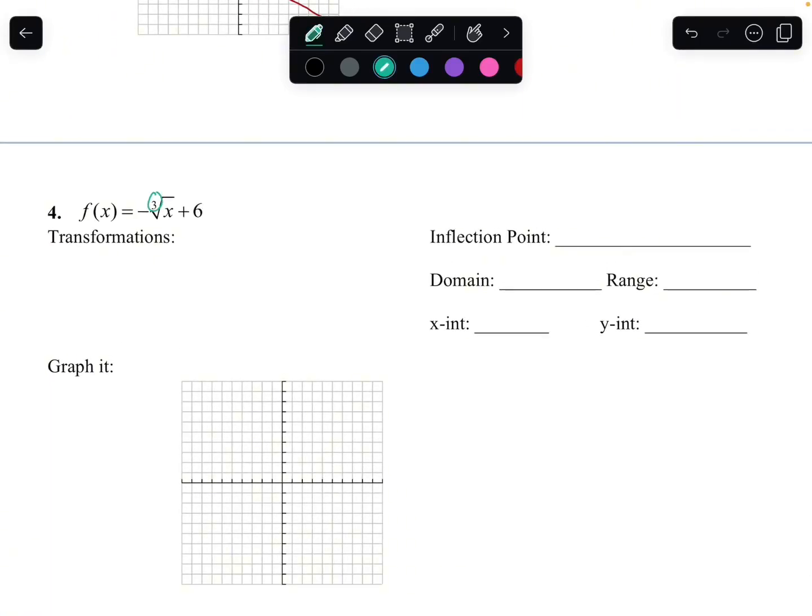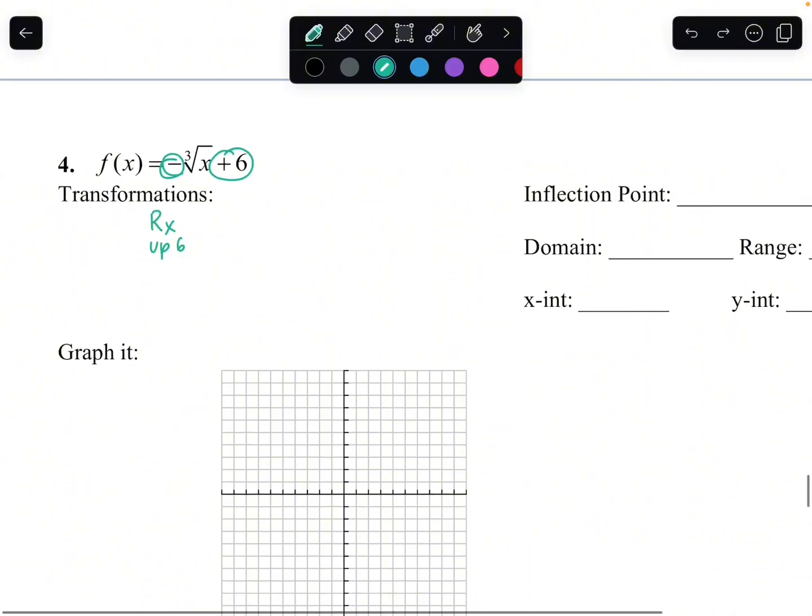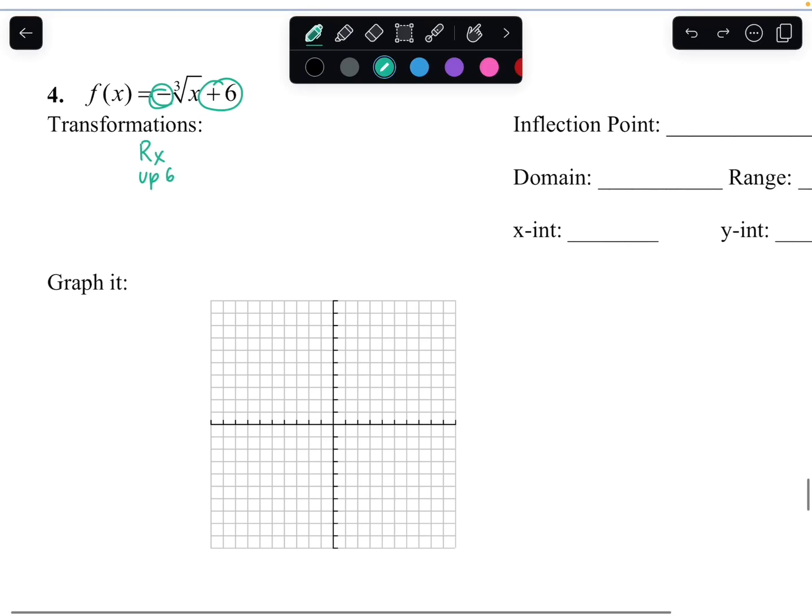That is a small 3 in the radical. And so we have two transformations. The index of the radical is not a transformation. And so this cube root has been reflected over the x-axis and then up 6. That plus is not under the radical. Otherwise, if this radical was longer, this would be left 6. But it's outside the radical, so up 6. And so that puts our inflection point up 6. So usually it's at 0, 0, but up 6 units would be here.